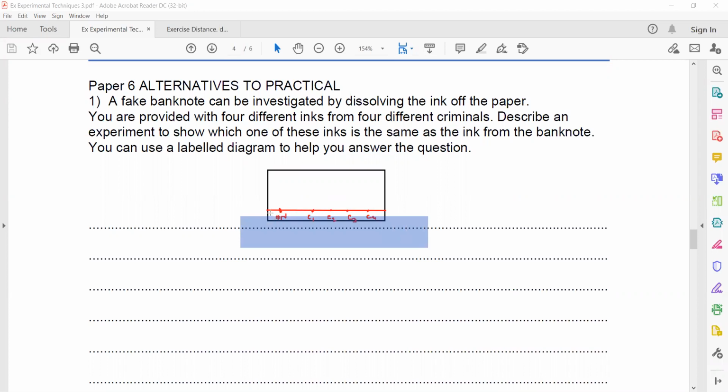As the chromatogram absorbs, the solvent will rise on the chromatogram. How can we identify which criminal has the banknote ink? The one which matches. These are the spots of ink from criminal 1, criminal 2, criminal 3 and criminal 4. Which spot matches with the banknote ink? This is the spot of the banknote and this is the spot from criminal 3. So it matches with criminal 3, which means this banknote ink belongs to criminal 3.